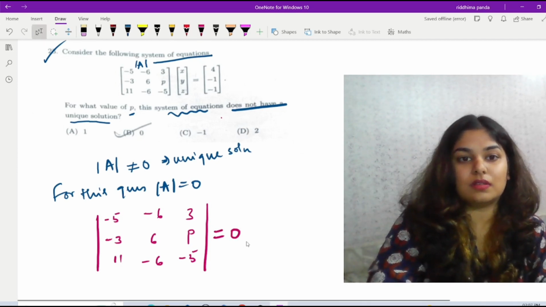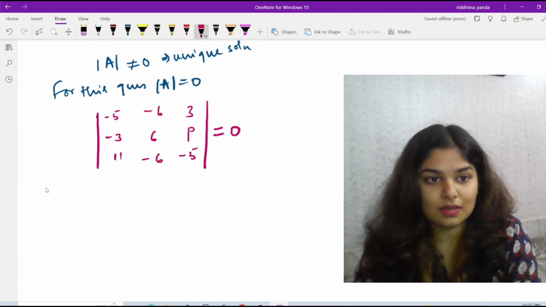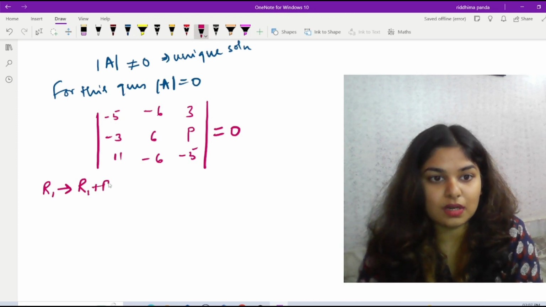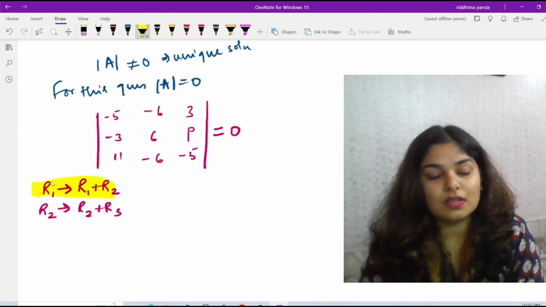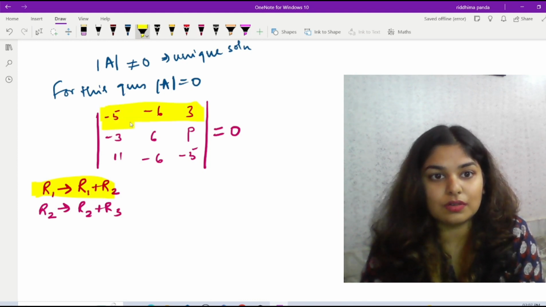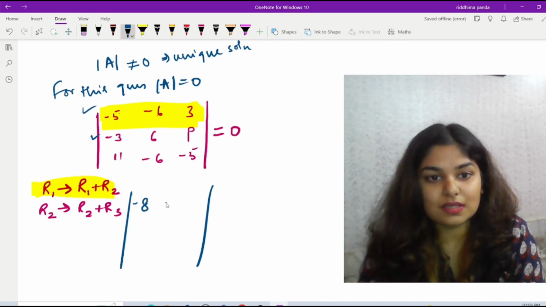So now let us try to solve the determinant. Let us first simplify this determinant. Let us operate the rows such as R1. Let's transform R1 into R1 plus R2 and transform R2 into R2 plus R3. So first let us use this: in order to write down the first row, I'm going to add this and this. Then my determinant becomes minus 3 minus 5, that is minus 8, 6 minus 6, 0, p plus 3.